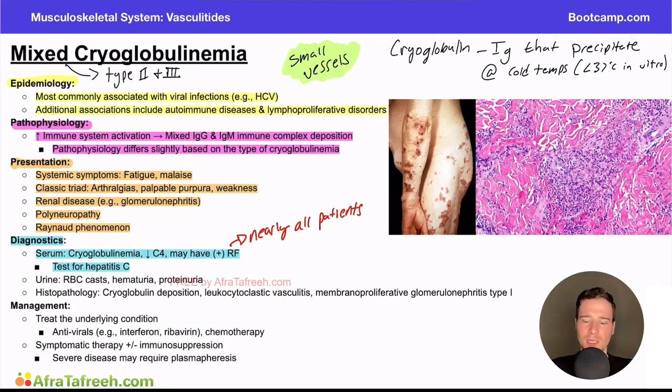So if you suspect this condition, right, you see this kind of a rash, you see some of these findings, this is an important thing to do on their labs, right? You're checking their blood count, you're checking their chemistry panels. You need to check for hepatitis C in these patients.